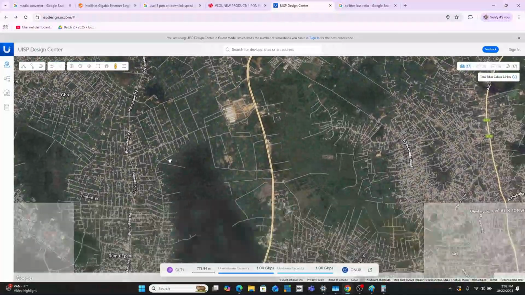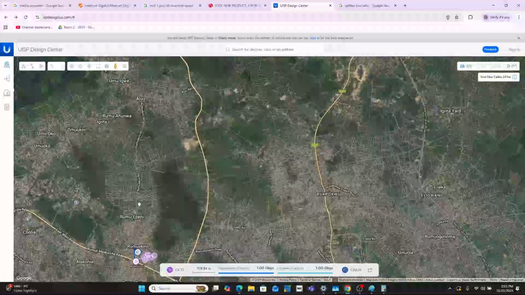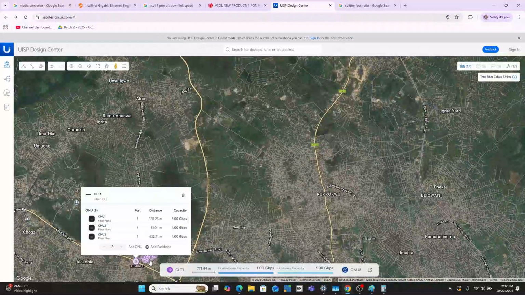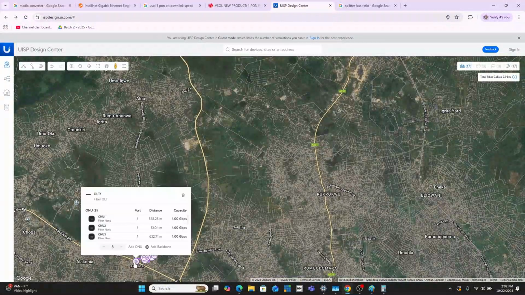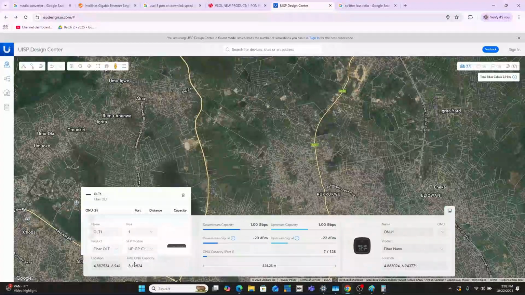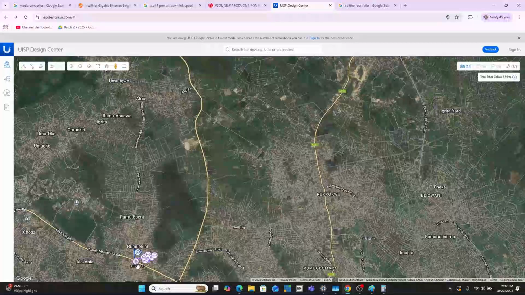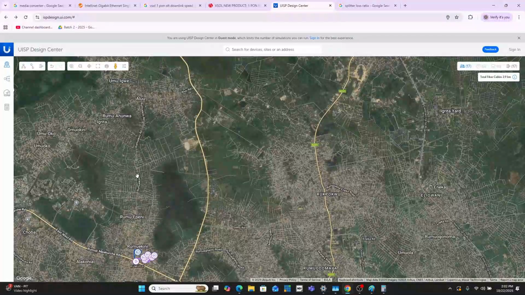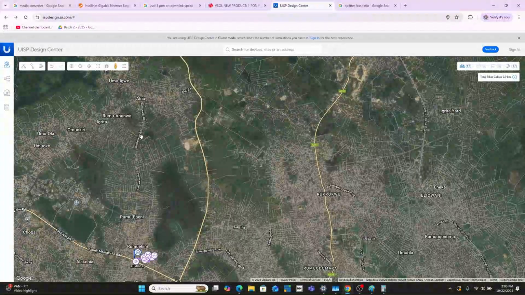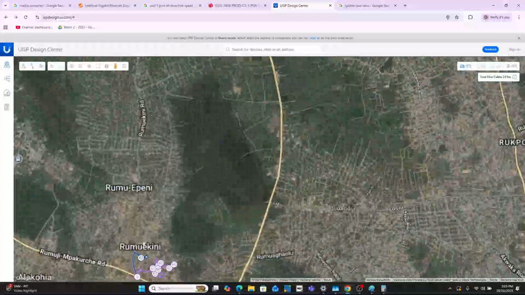I want you, if you've finished the first OLT, add another OLT. You can add another one. That will be your OLT 2. So that you continue. Add as many OLTs as possible. Let's see what you can do. See what we have done.